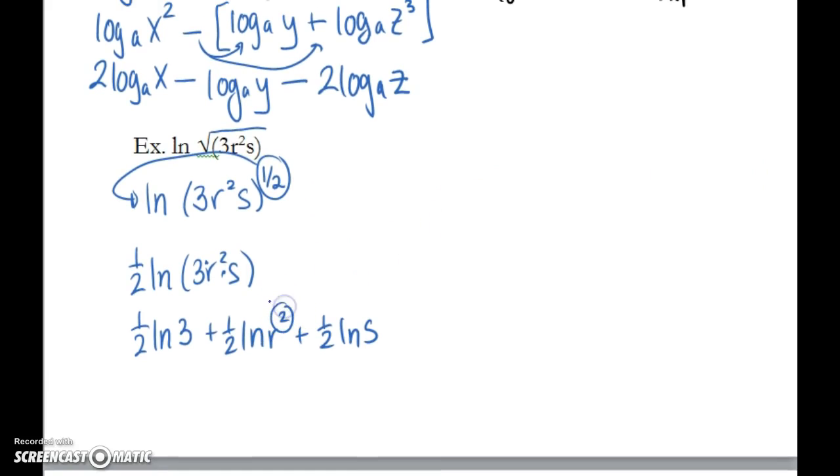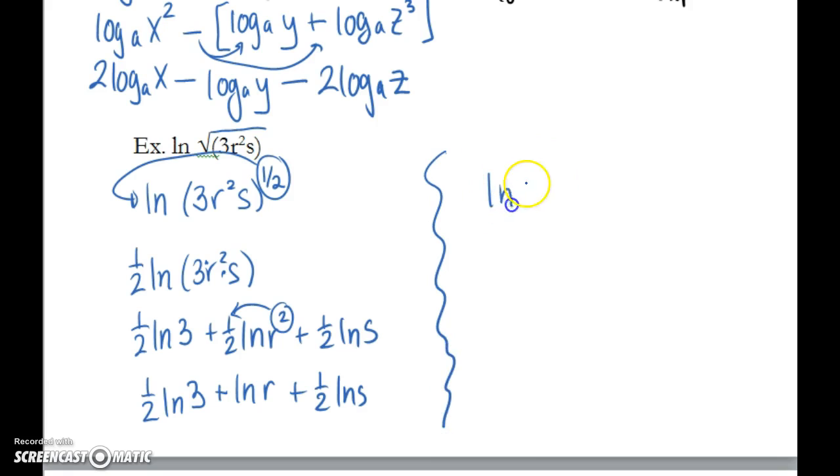Finally, this second power can get brought over to the front using the power rule. And if we multiply 2 and 1/2 together, that just leaves us with 1. So it's just 1 natural log of r plus 1/2 natural log of s.